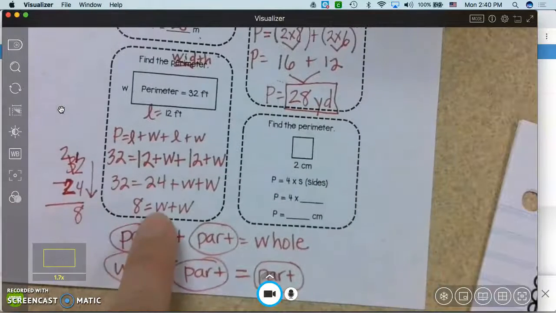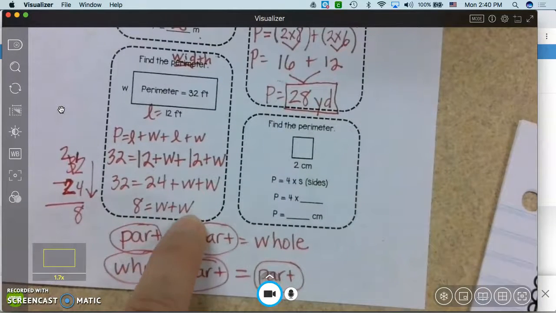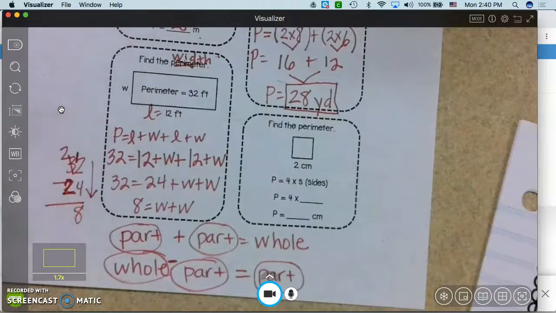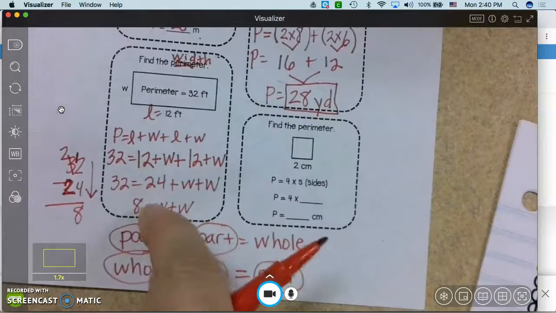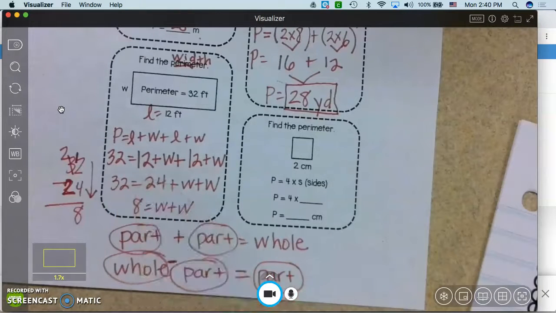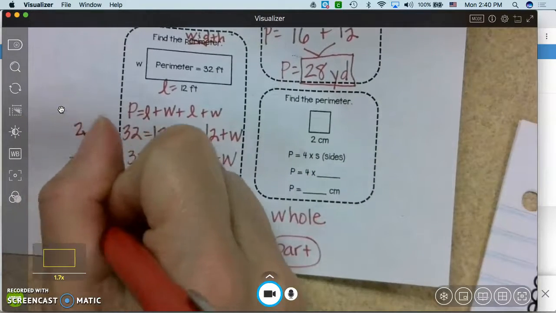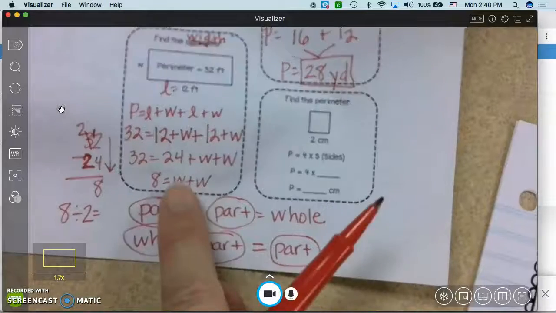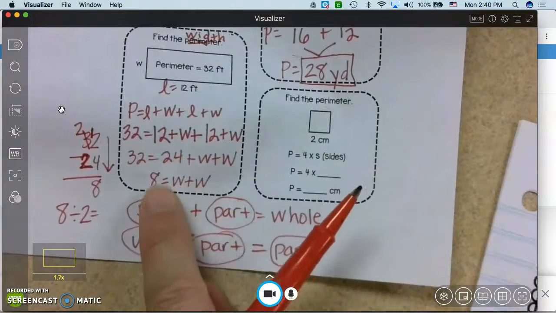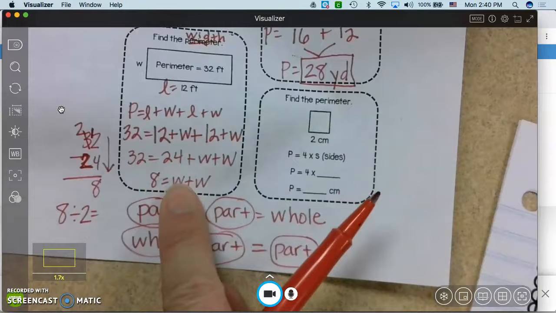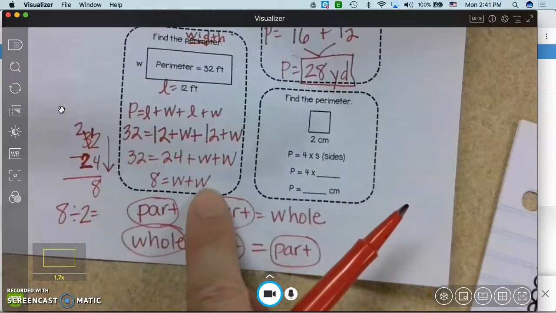What do we know about this W compared with this W? They're both equal. They're equal to each other, right? They're the same. So if I have two of the exact same things and I put them together and it makes 8, what could I do to find out what that thing is? 8 divided by 2. Very good. I'm going to take 8 and divide it by 2, because I have two of the exact same things and I put them together and it makes 8. So that means this W is half of 8 and this W is half of 8.